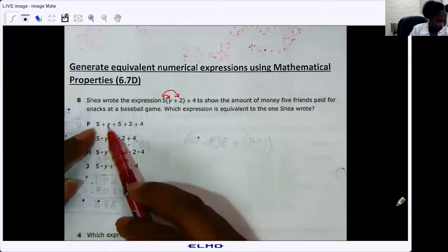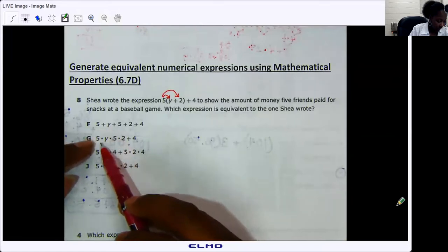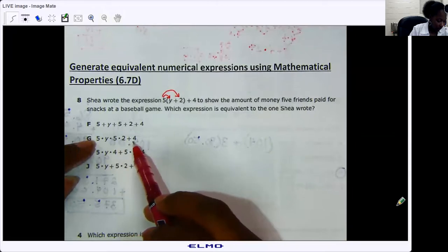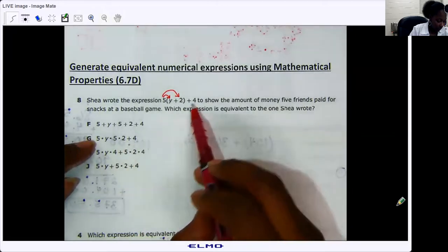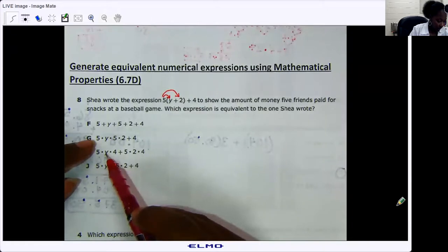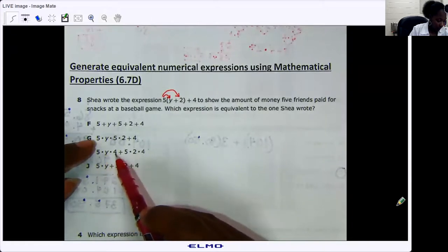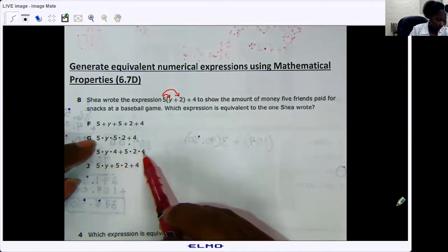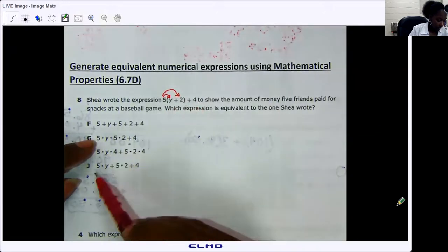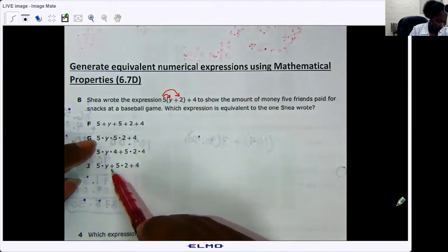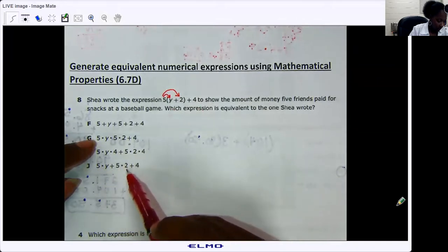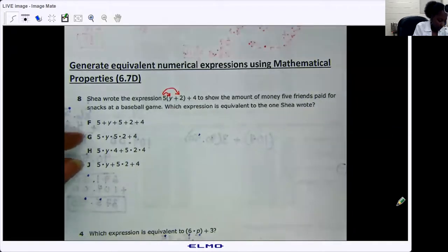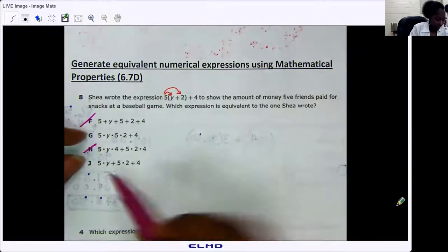I have 5 plus y, nope. Ooh, 5 times y, yeah. 5 times 2, yeah, plus 4. That looks right. Let's continue on. 5 times y, yeah, times 4. No, not times 4. Plus 5 times 2 times 4. Now that doesn't match what we said. 5 times y, plus 5 times 2, plus 4. So we are between G and J.